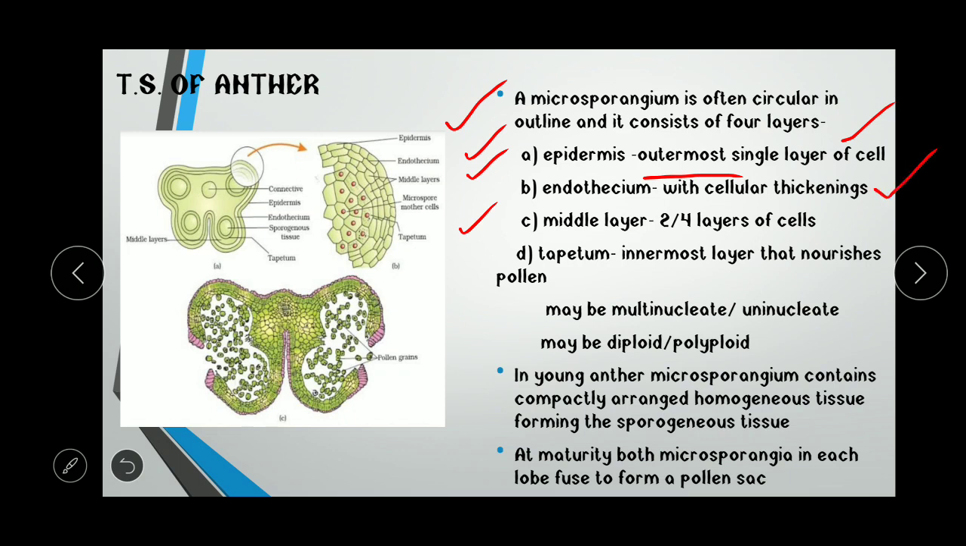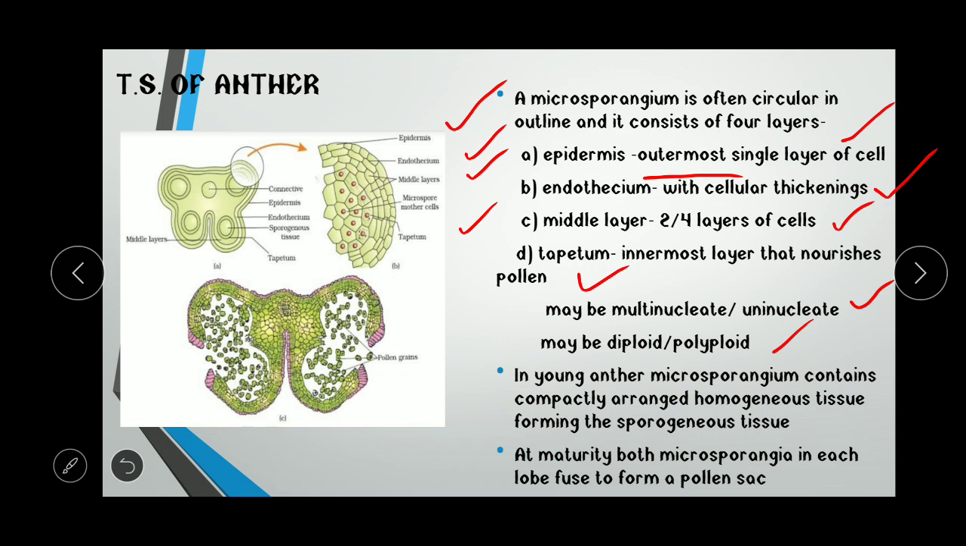Then the middle layers have 2 to 4 layers of cells, inside the endothecium, and tapetum is the innermost layer that nourishes the pollen grains. The cells of the tapetum may be multinucleate or uninucleate, that is by fusion, and they can be diploid or polyploid due to fusion of the cells.